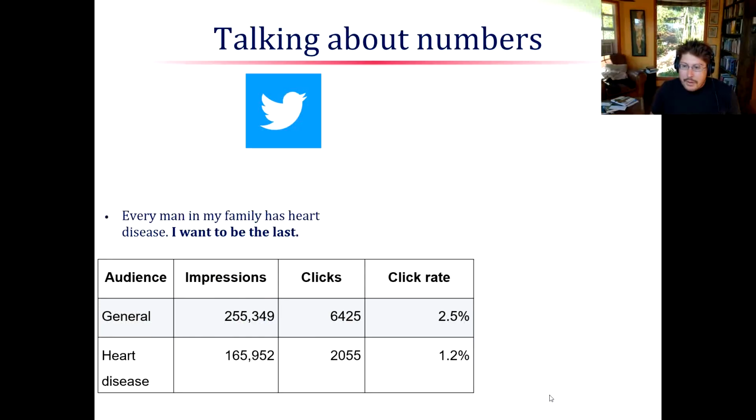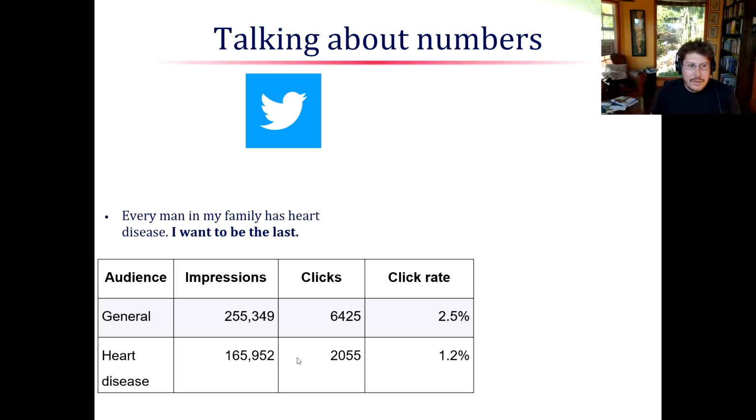Okay, there are other ways that reasoning about numbers can be a little bit confusing. So here we're looking at a Twitter advertising campaign. In this campaign, they're considering how successful this particular ad is, and they're trying to reach an audience that has a history of heart disease. So the ad says, every man in my family has heart disease, I want to be the last. And then you can see here how many times the ad was shown, so that's impressions, how many times it was clicked on, and what the click rate is.